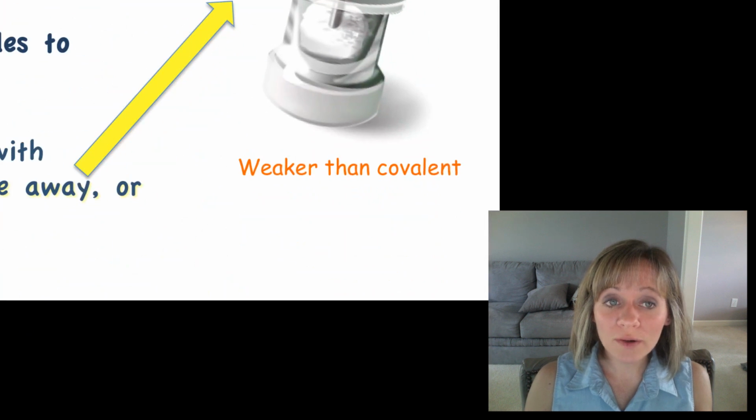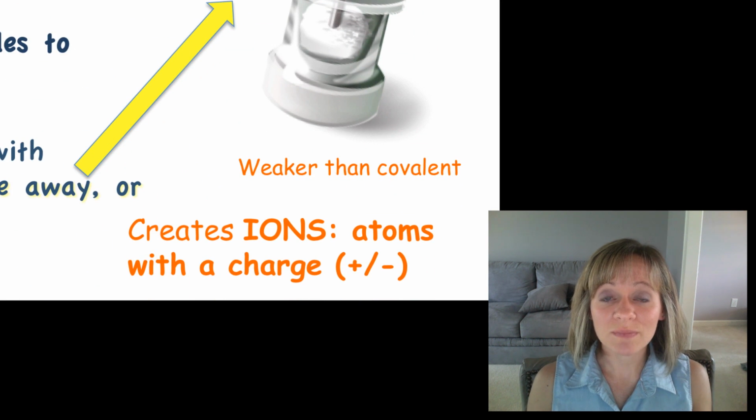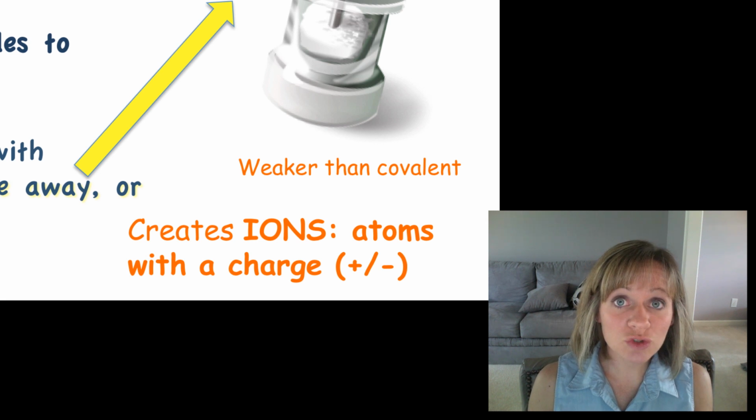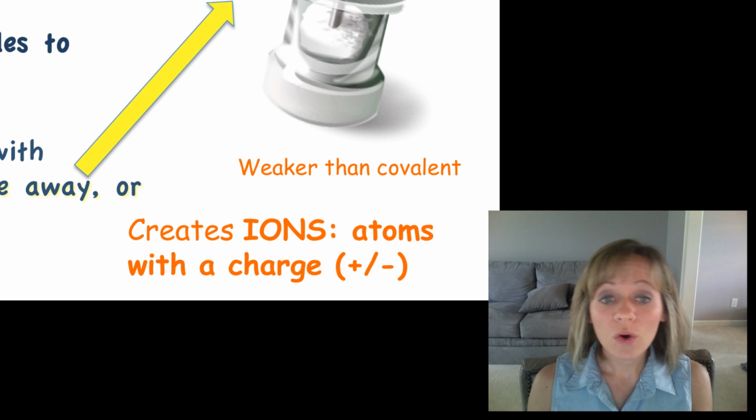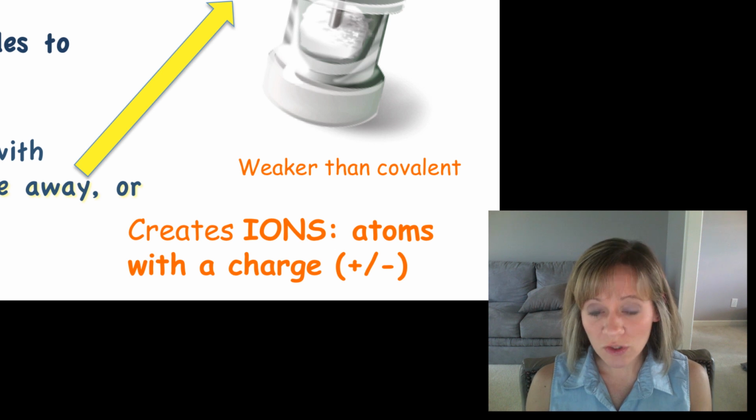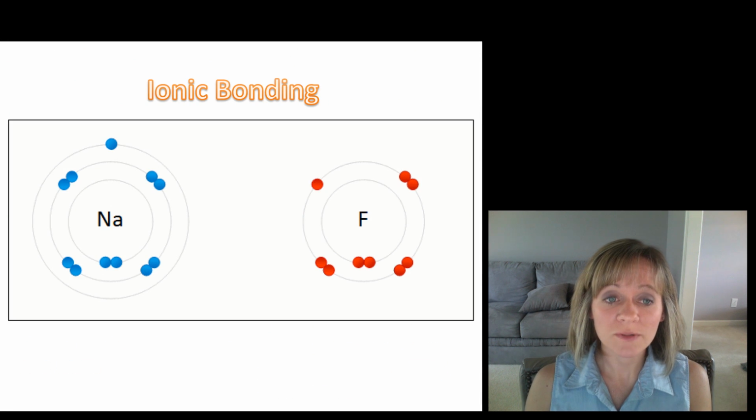And what is formed from the result of an ionic bond, from that transfer of electrons, is something called an ion. So an ion is simply an atom with an electrical charge. So it's either a positive ion or it's a negative ion. So let's take a closer look at how these ions are formed. So here we have sodium and we have fluorine.